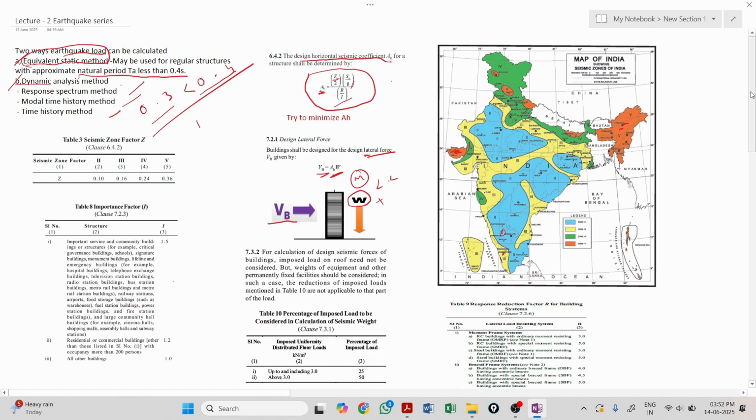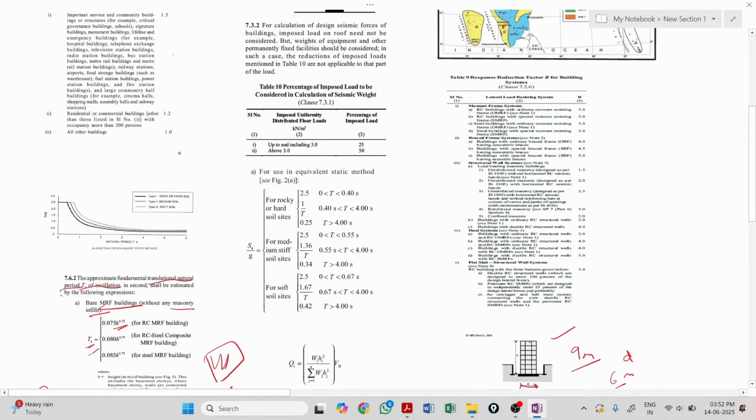Sa by g depends on the Ta that we have found. Right now we got 0.3 as the T. If it is a rocky or hard soil strata, we are going to follow this. If it is medium stiff soil, it is this. And when soft soil is given, we are going to follow this. How are we going to know which one is the soil? We will get it after the SPT test, the standard penetration test. We will get a report, and they will mention what kind of soil it is, or even by visualization. If you are experienced, you can understand that too.